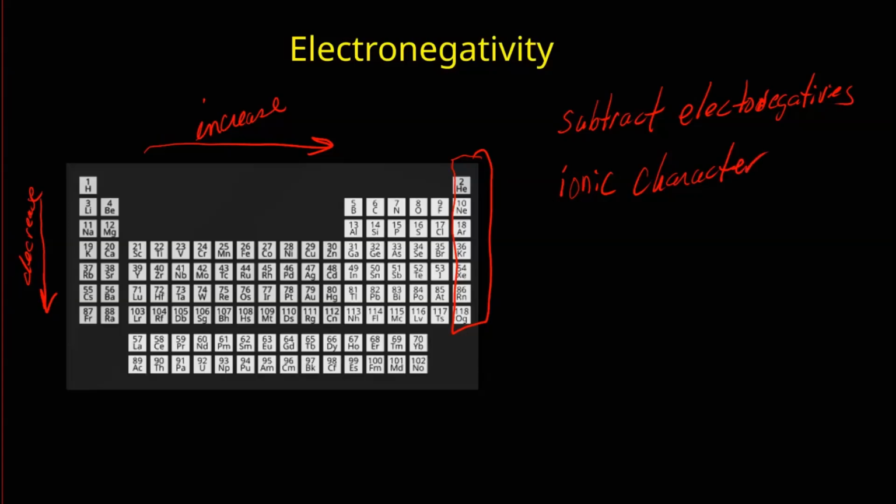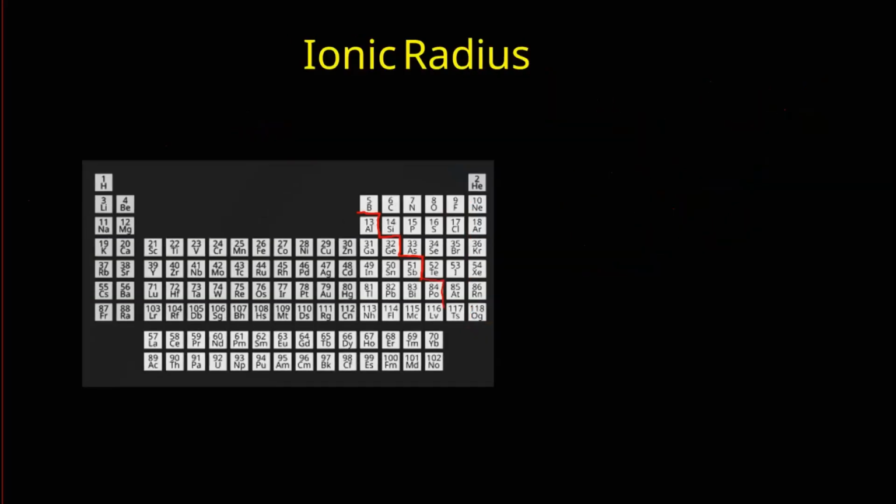If there's very little value, then I know it's going to be a covalent bond. The size of this difference will determine if it's going to be polar or nonpolar. So electronegativity is very important to understand. Ionic radius also has a trend. The ionic radius is the size of an ion compared to its neutral atom.